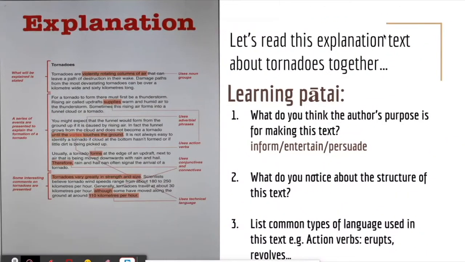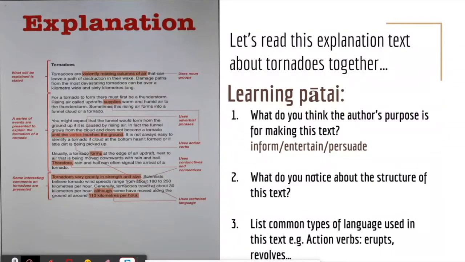Tornadoes. Tornadoes are violently rotating columns of air that can leave a path of destruction in their wake. Damaged paths from the most devastating tornadoes can be over 1 kilometre wide and 60 kilometres long. For a tornado to form, there must first be a thunderstorm. Rising air, called updrafts, supplies warm and humid air to a thunderstorm.